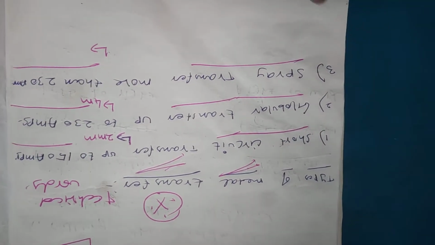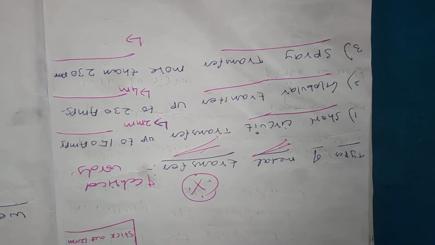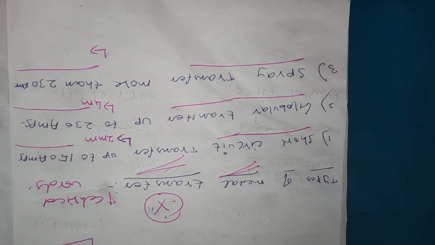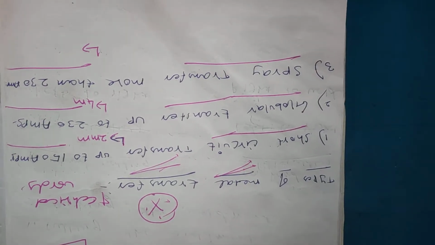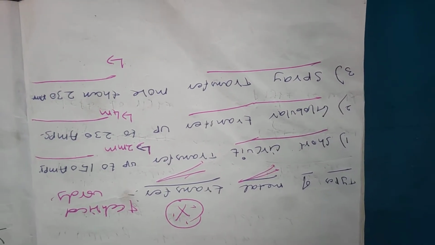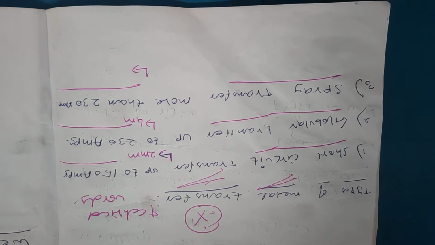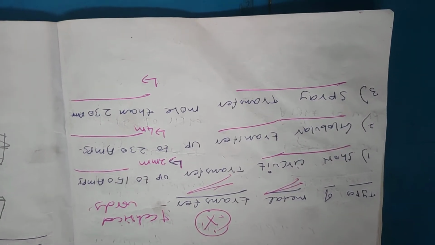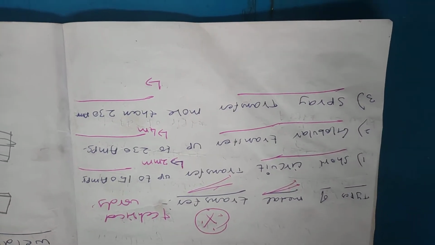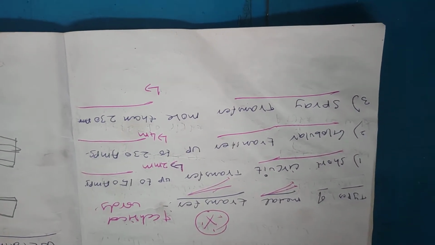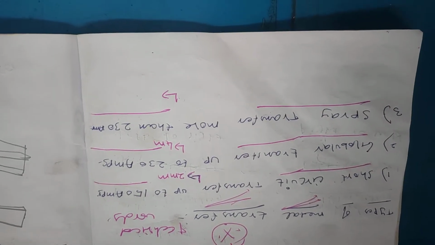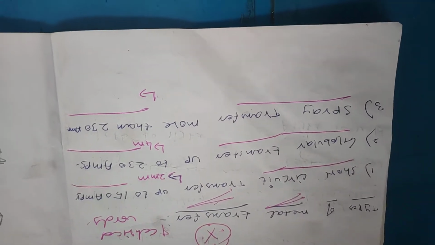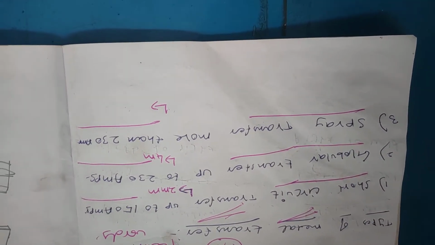This is for short circuit transfer. The amps required is 150. For 2 mm we use short circuit, and globular transfer is from 150 amps up to 230 amps. For spray transfer we have to use above 230 amps. For 2 mm thickness of material we use short circuit, for 4 mm we use globular transfer, and for more than 4 mm thickness we can use spray transfer.